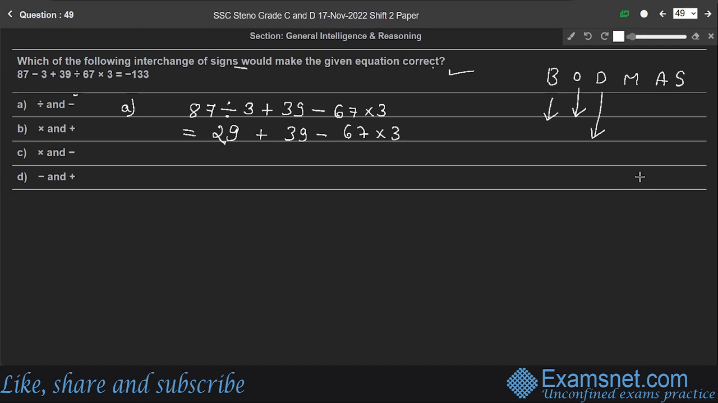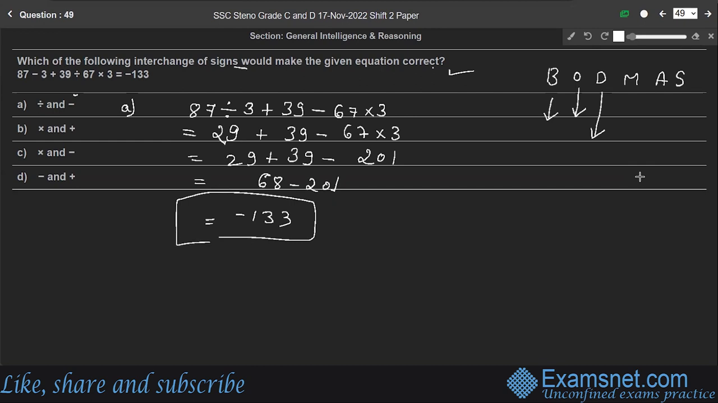After the division part, go for multiplication. So 29 plus 39 minus 67 into 3. So you will get 201, whereas 29 plus 39 is 68. 68 minus 201 gives you minus 133. Therefore, if we interchange division and subtraction signs in the given equation, it balances. Therefore, option A is the right answer.